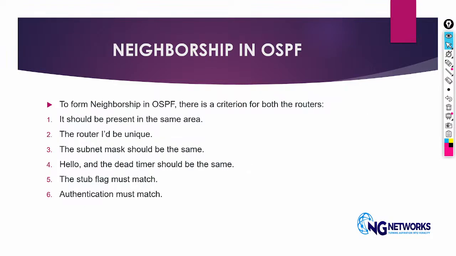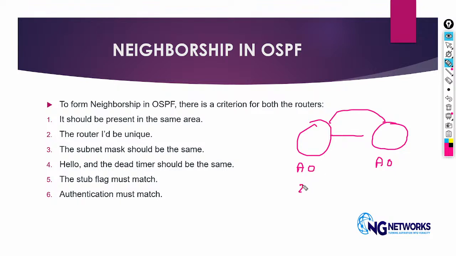So this was about the neighborship. Now to form a neighborship in OSPF, there is a criteria for both the routers. If I am creating a neighborship, these two routers should be present in the same area. If this is in area 0, this should also be in area 0. Subnet mask should be the same. If I am using slash 24 over here, here it should also be slash 24.